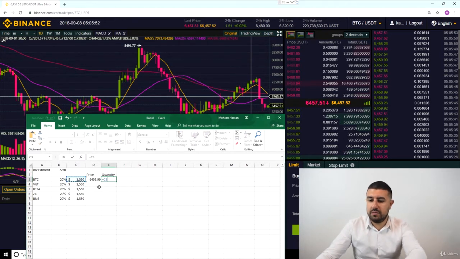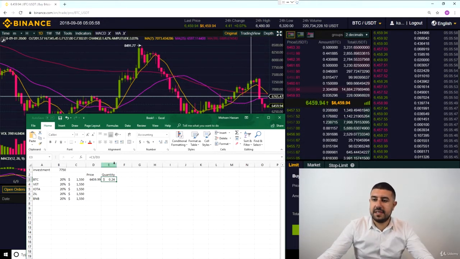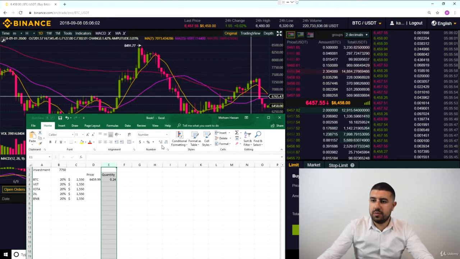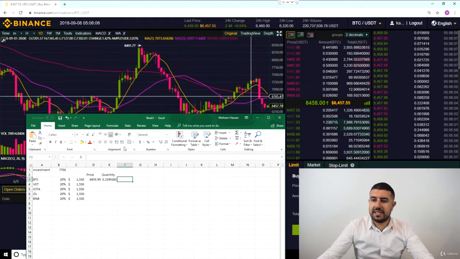So then if I want to figure out what's the quantity that I want, all I have to do is say, well, the amount of money I want to buy divided by the price that each of them costs me, and this is the quantity. I'm just going to put this as a regular number, put in a few more decimals, and here we go. That's how many Bitcoins I want to buy.